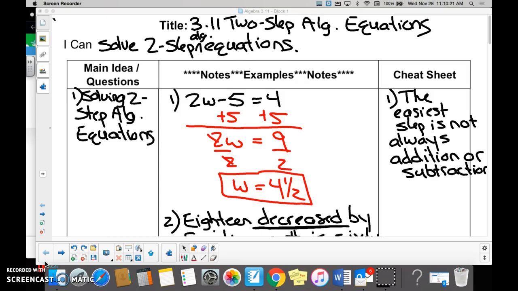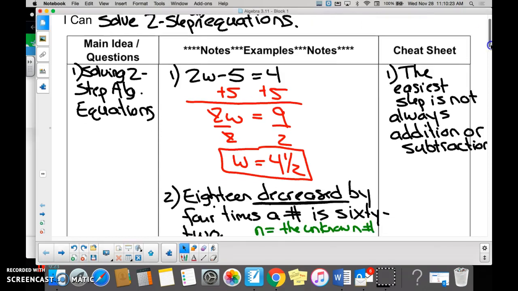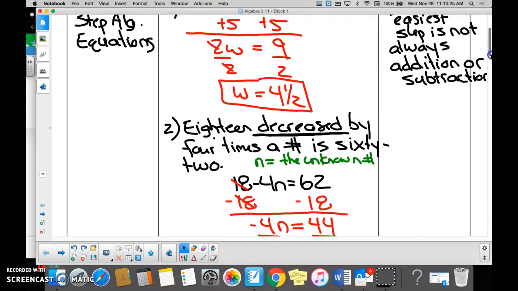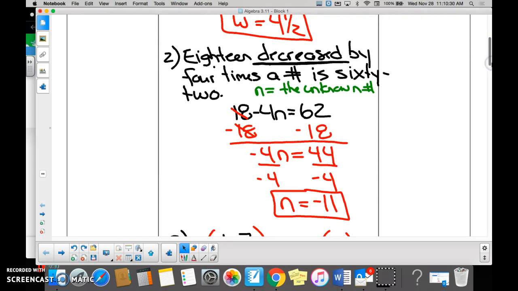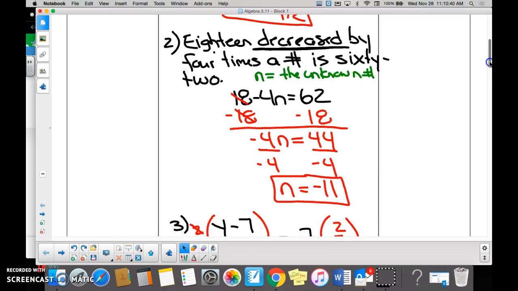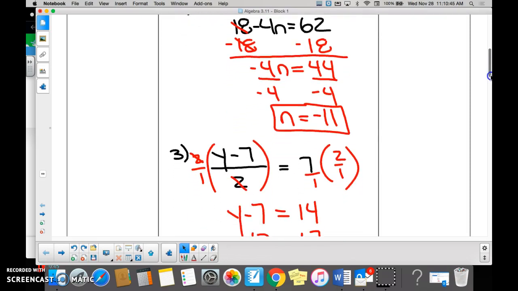Number one was a pretty simple start. You guys have actually done problems like number one, so I'm going to move on. Number two, a lot of you actually wrote this problem backwards. We've done problems like this already as well. 18 decreased by 4 times the number. You just got to be careful on how you're writing that problem. Read it, reread it, and then put it in your own words. So I'm not going to talk much about that one. Number 3 is where we started getting into trouble.